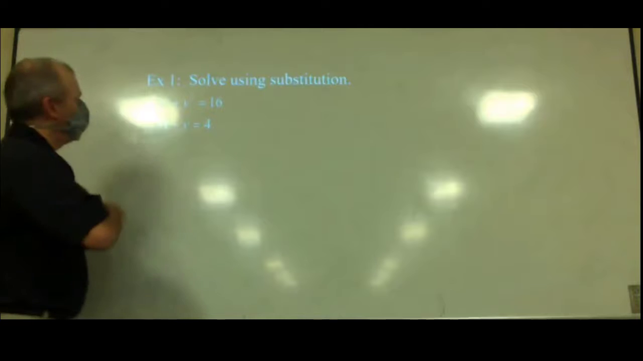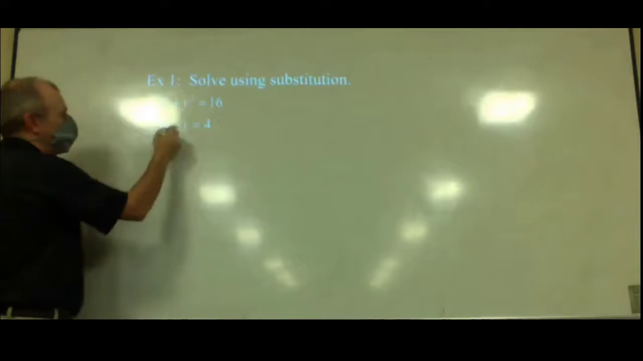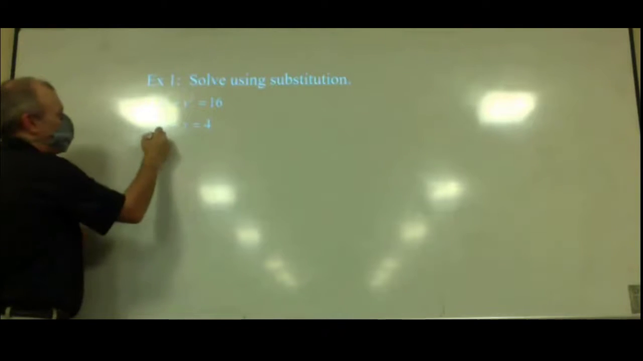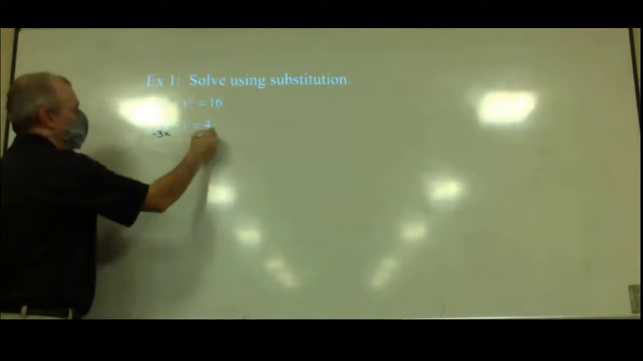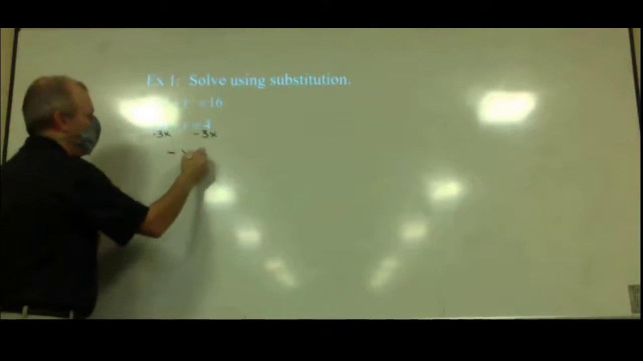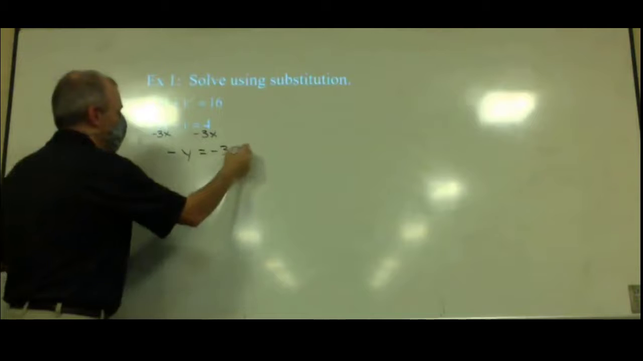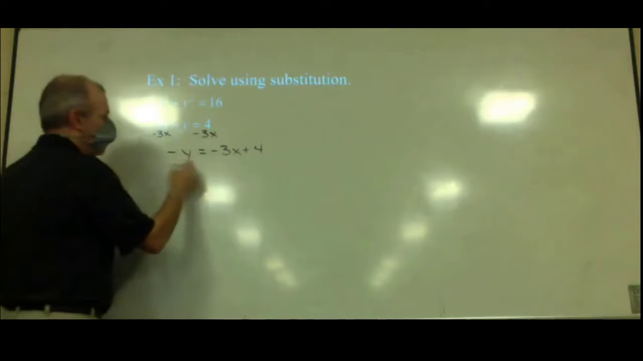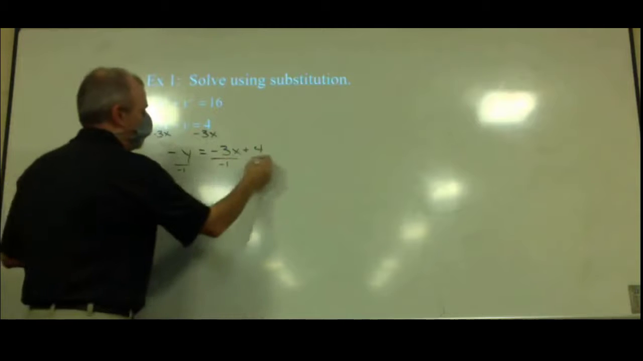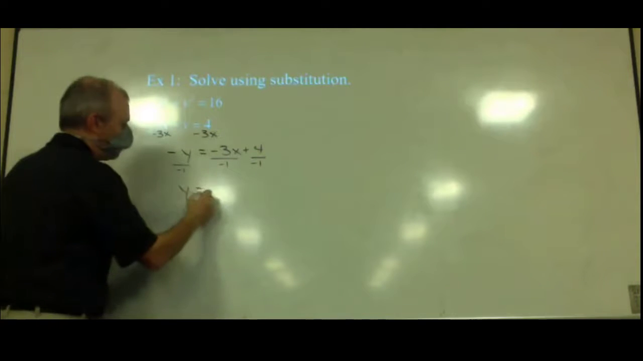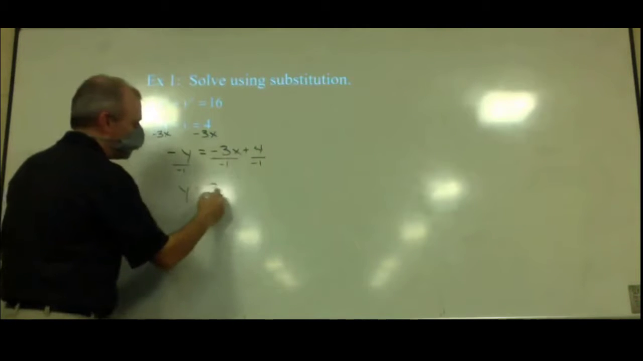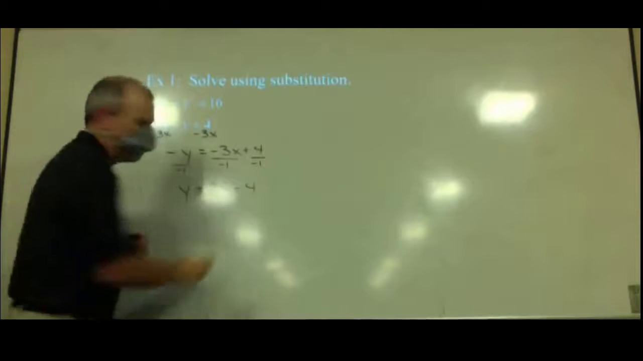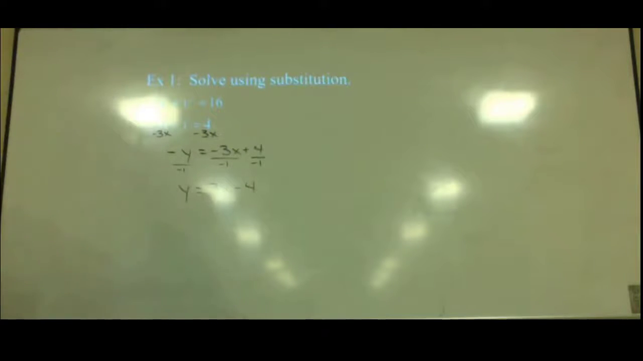So how are we going to get the y by itself? Plus 3x. We'd have to subtract 3x, because the negative goes with the y. That would give us a negative 1y equals negative 3x plus 4. Then what? Divide by negative 1. So y equals a positive 3x minus 4. Is that okay so far for the first part?